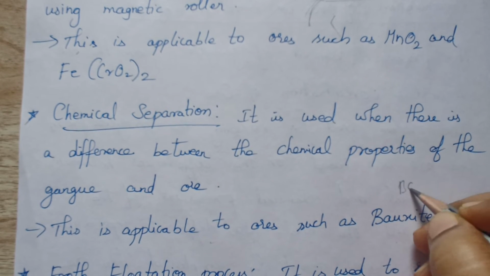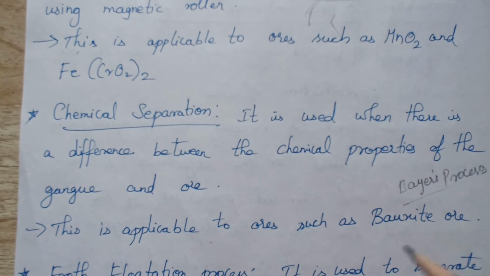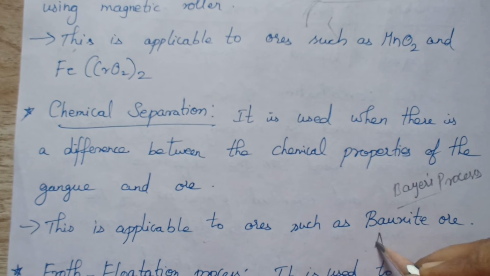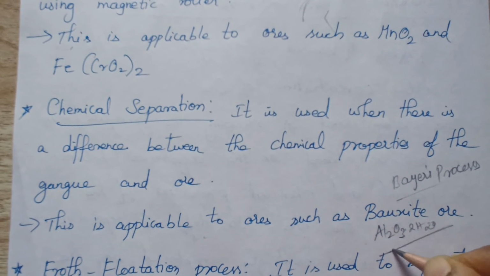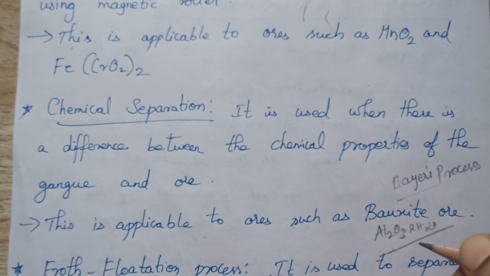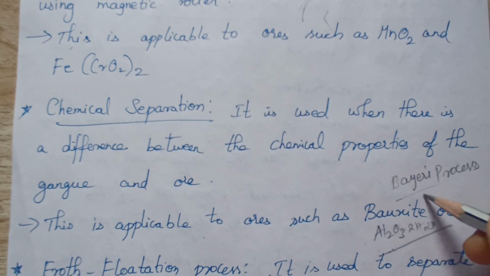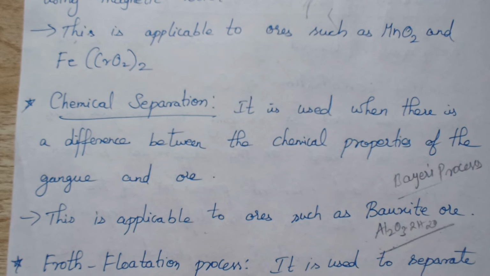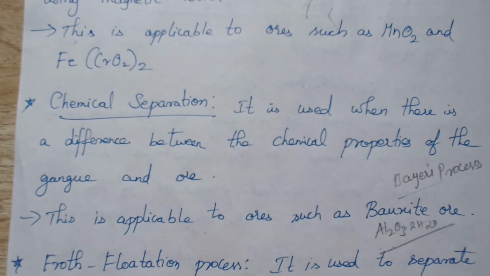Bayer's process. Using this process they will concentrate the bauxite ore. Bauxite ore is actually aluminum oxide, Al2O3.2H2O. So we have to take this pure aluminum oxide, that is called alumina. This pure ore will be obtained by using this Bayer process. That is a long process, we need not concentrate on that. Just using the chemical separation, the bauxite ore can be concentrated, or enrichment of the bauxite ore is done by the chemical separation method.